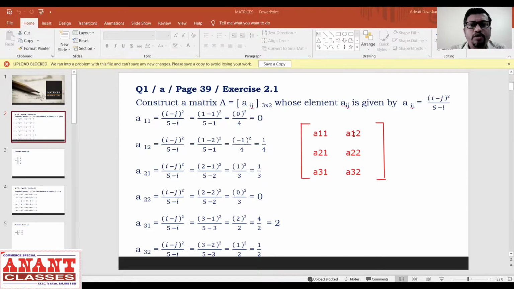सेकंड a12, अभी हम लोग ये ढूंढ रहे वैल्यू. फर्स्ट रो सेकंड कॉलम. i minus j, that is 1 minus 2. 5 minus i का वैल्यू 4 है. तो 1 minus 2 that is minus 1 square, minus 1 का square that is 1. So 1 divided by 4. तो ये वैल्यू आ गया आपका 1/4. तो मैं यहाँ पर लिख रहा हूँ मैट्रिक्स जो हमारा एक्चुअल आंसर आएगा, मैट्रिक्स A, जिसका एक्चुअल आंसर आपका आने वाला है.